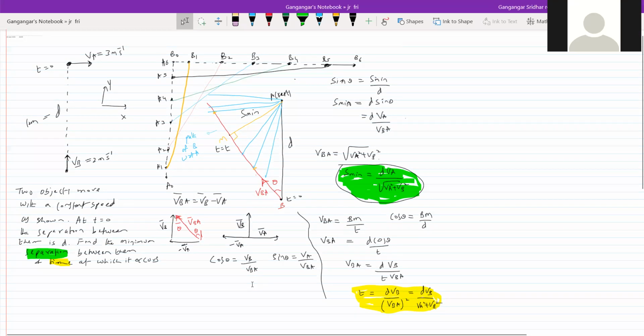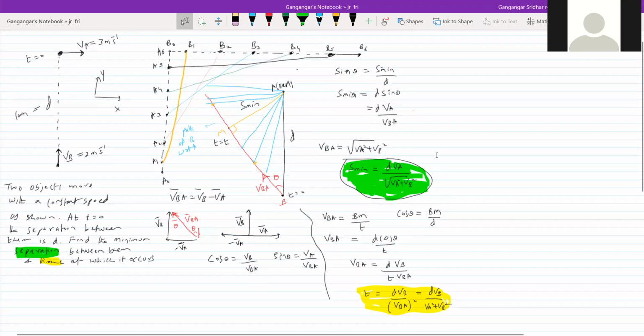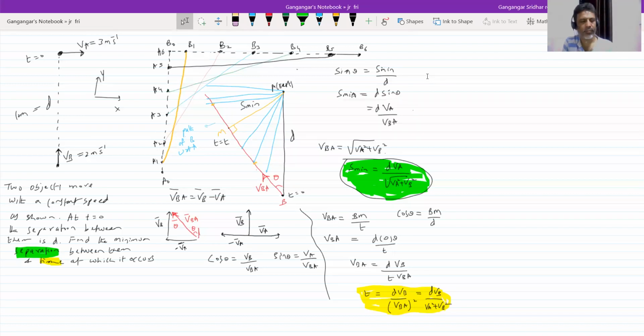Sir, VBA value is not always root over VA square plus VB square, right? What do you mean by always? Here, because the velocities are perpendicular to each other, we got it like this. In this problem, I did like this. There's a formula, but that doesn't mean you can now solve any problem. I'm telling you there's a method. This method will help you to solve most of the problems, not this formula.